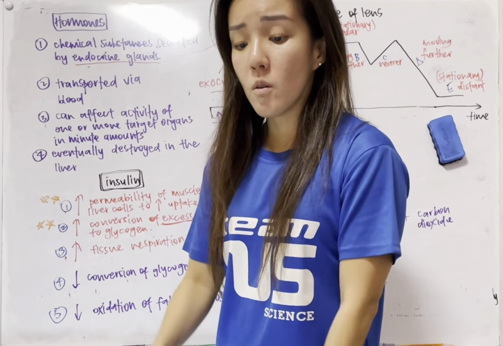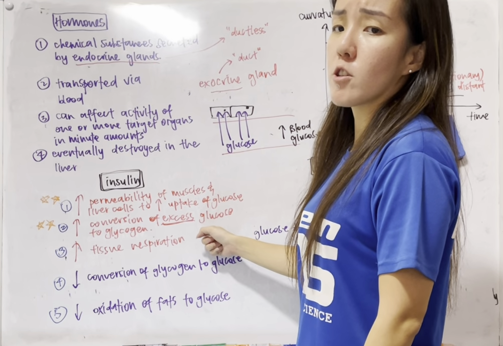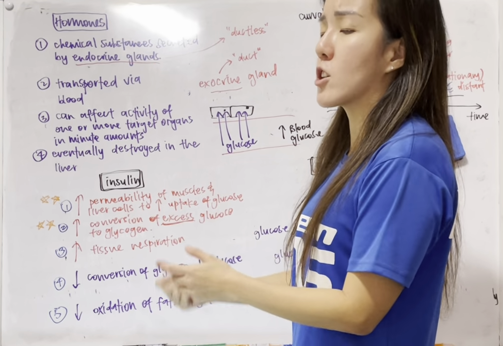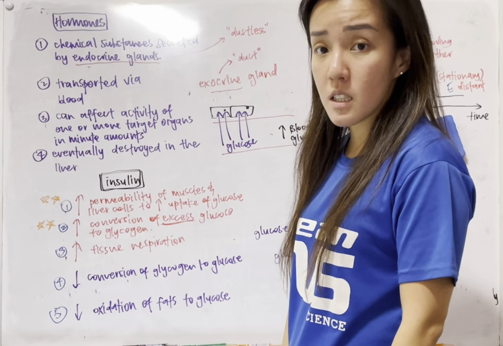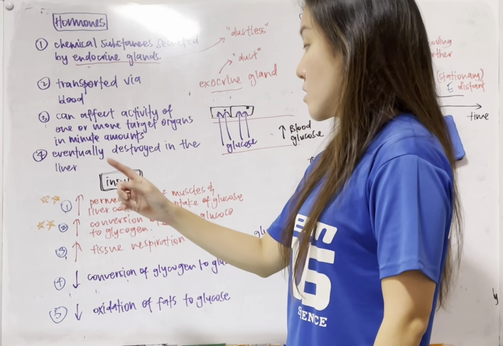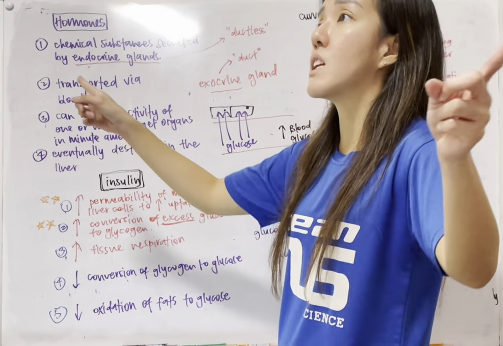Understand? So why no reserve? Because of the same thing: lack of conversion of glucose to glycogen. There was no glycogen storage at all, because you have a lack of insulin, so this one is lacking. Does that make sense? Second thing, why body weakness? You can say lesser tissue respiration to release energy. So that's why the body weakens.